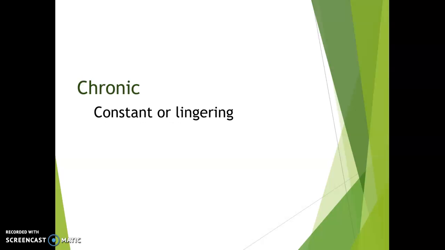Whereas chronic is an injury that comes up over time. So it's a constant or lingering pain that's going to develop over several days, weeks, months, or even years. So something like this could be maybe a tendinitis, which just doesn't happen one day. It happens from a buildup of time and pressure and force on that area, and that would be considered a chronic injury.